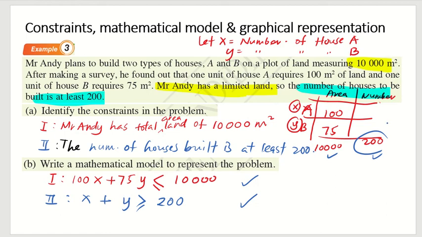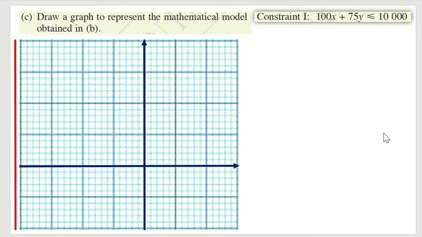Then we'll go to C now. C now wants you to draw a graph to represent the mathematical model. How are we going to draw the graph of the mathematical model? With constraint 1 by 1, separately. If you want to combine also, no problem. For constraint 1, it's very simple. That's why I taught you yesterday. What we need to do is we make it into an equation first. We change it into the equation: 100x plus 75y equal to 10,000.